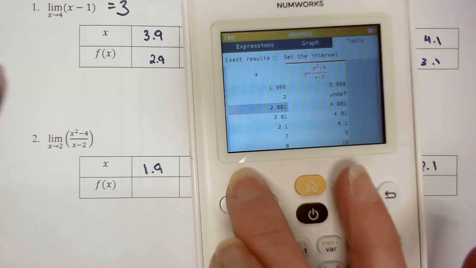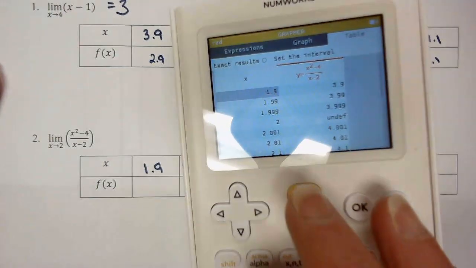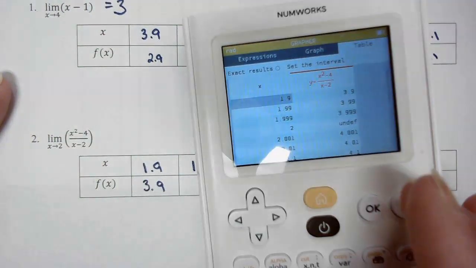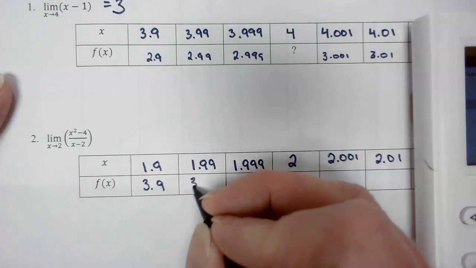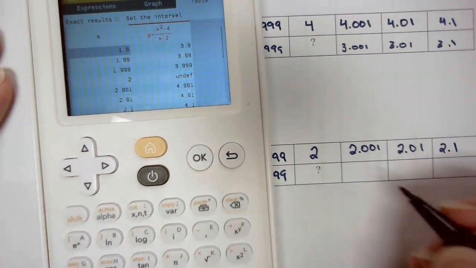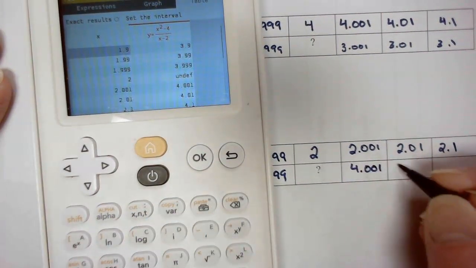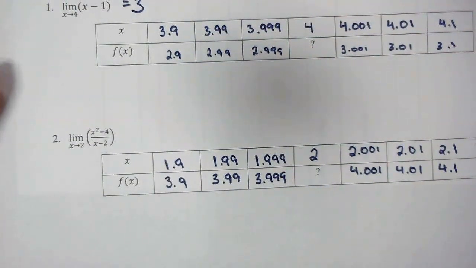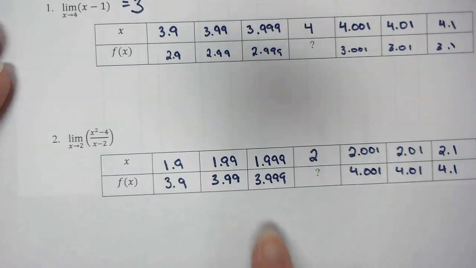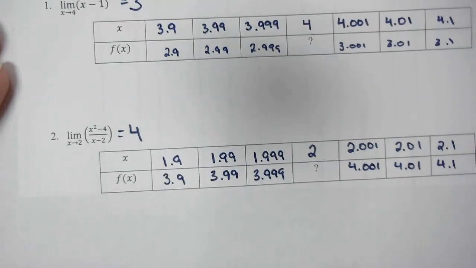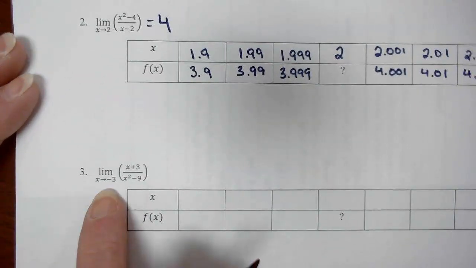And I'm going to copy this table onto my page. So if I plug in 1.9, I get 3.9. 1.99 gives me 3.99, and this is 3.999. On the other side, I get 4.001, 4.01, 4.1. So what y value are we approaching? Well, it looks like we're getting closer and closer to 4. Let's try the next one.